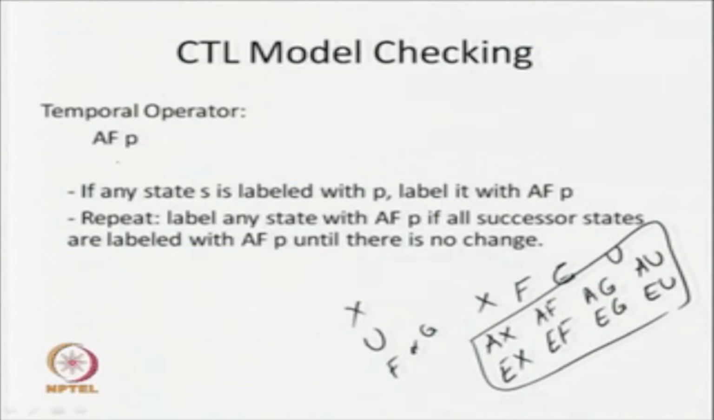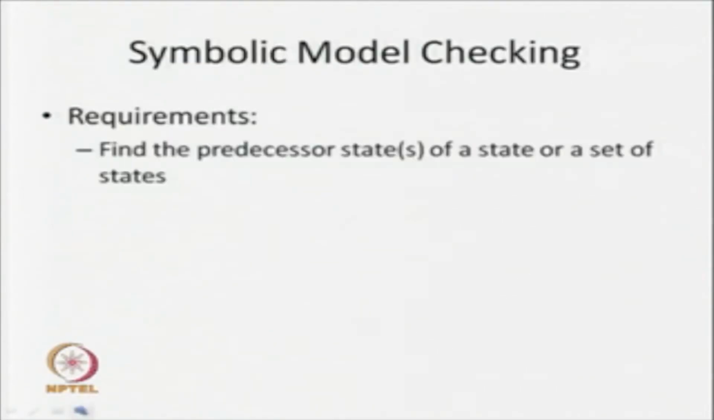So, in a nutshell, how are we going to do it? If any state S is labeled with P, then label it with AFP. Then we repeat this procedure: label any state with AFP if all successor states are labeled with AFP, until there is no change. Now, you just see that we start from some state. If it is labeled with P, I say that AFP is true over there. Then we find all the predecessors of this particular state. If all the predecessor states are also labeled, we say that AFP is true, because in future we are going to get some state if all the successors are labeled with AFP. So, this is the way that we find this operator AFP, which is your graph traversal algorithm.